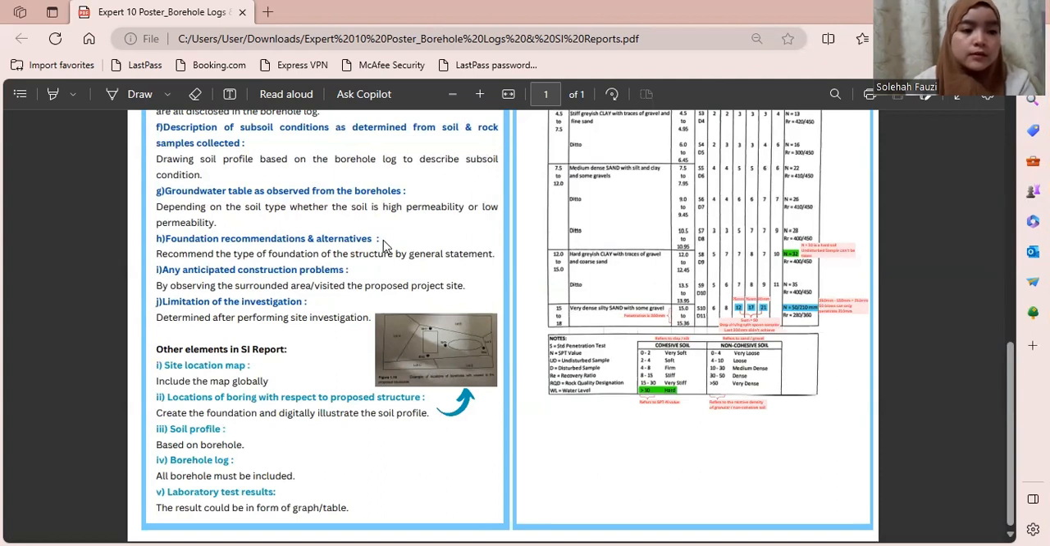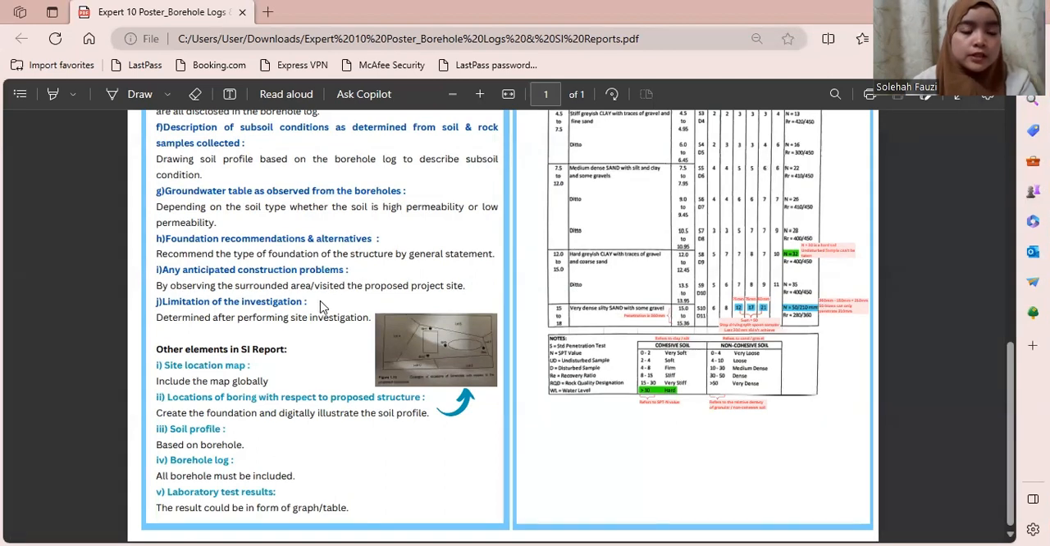Eight is foundation recommendation and alternative. Based on experience and observations, we need to recommend foundations and alternatives required, just in a general statement. Nine is any anticipated construction problems. Observing the surrounding area by visiting the proposed project site will reveal construction problems. For example, if the project area is in a busy town, the problem that will arise is traffic jams, making it difficult to bring equipment and construction materials to the site.